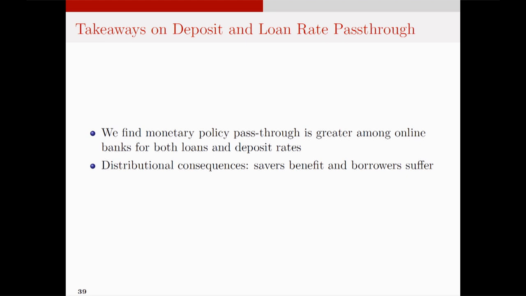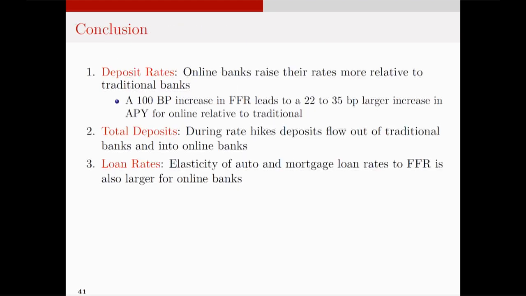This might create some distributional consequences because we see that savers benefit, and in this case, savers are wealthier, while the borrowers suffer, and we would expect these borrowers to be less wealthy, younger borrowers on the asset side. Just to wrap up, because I'm out of time, hopefully I convinced you that online banks raise their deposit rates much more compared to the traditional banks, and we see the effect on the total deposits and loan rates as well. With that, I would like to thank you, and I'll leave the podium to my discussant.